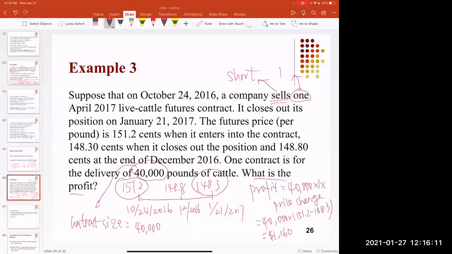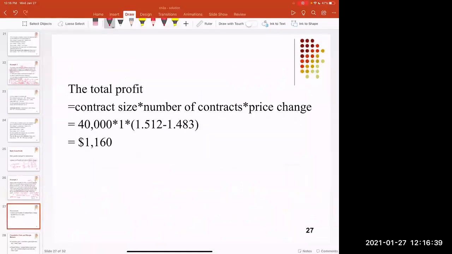I hope you understand. This question gave you some useless information. You don't need that. And also you need to differentiate the purchase price and the selling price, and the difference is the price change. So that's the total profit.